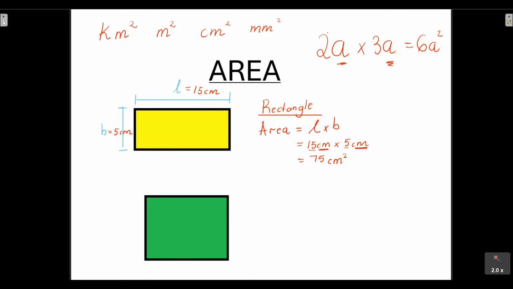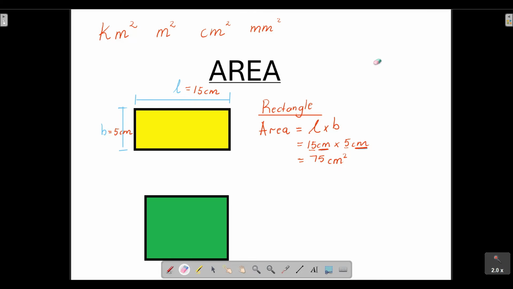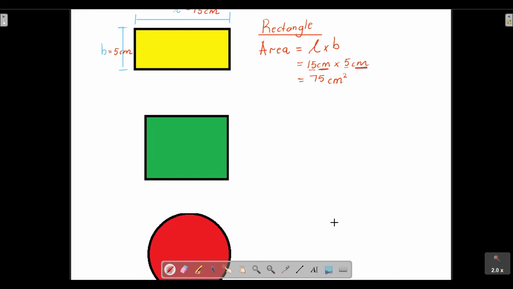Let's have a look at the next question. How would we calculate the area that is covered by a square? Same here. If you are given a square, what do we know about the dimensions of a square? We know that all sides of our square are equal. So when we have to calculate the area of a square, the formula that we use is just length times length, because this here is the length of our square.